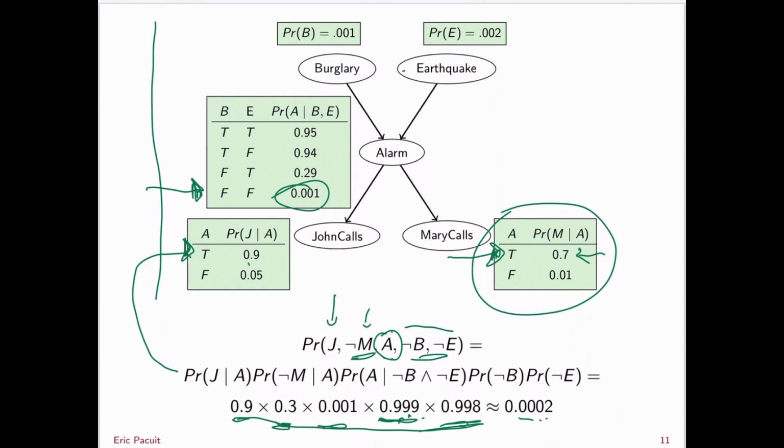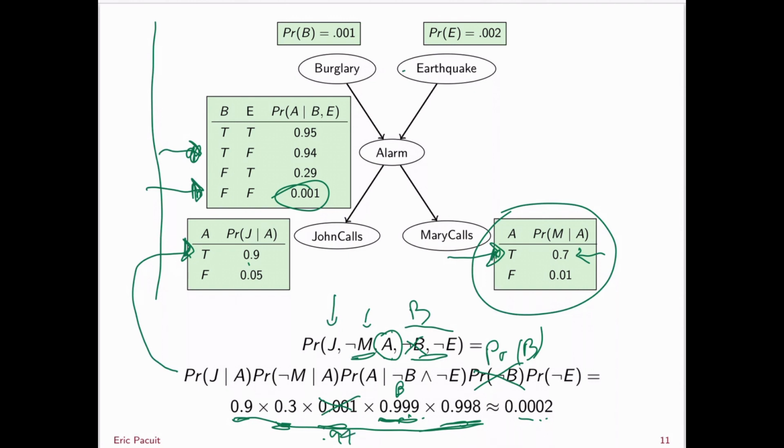Of course, what you might want to know is the probability that somebody's breaking into my house and it's not an earthquake. In order to do that calculation, we just need to replace the probability of not B with the probability of B. But also note that A depends on B. So if we're assuming B is true, we need the probability that the alarm is going off and B is true, but E is false. So we're in the second row right here. So the probability of A given B and not E is not going to be 0.001, but rather 0.94.